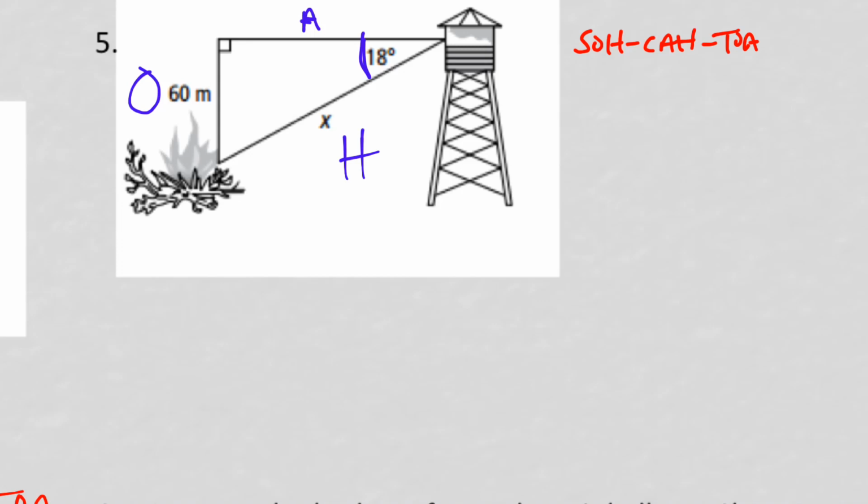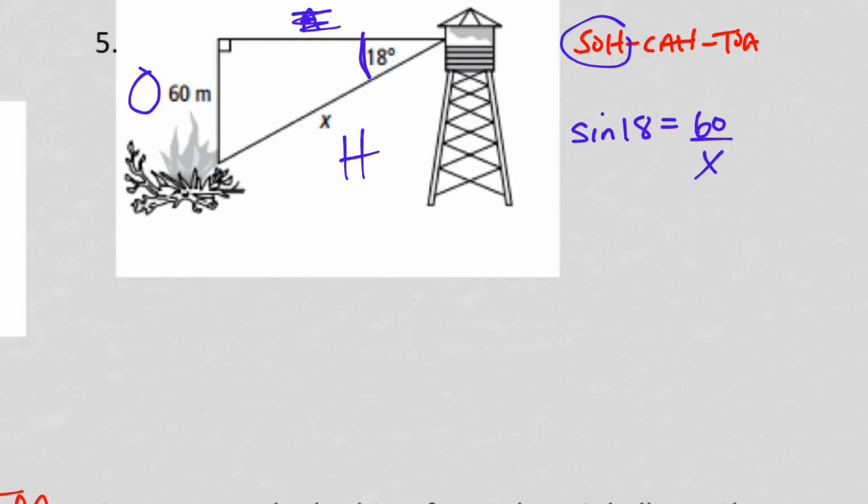Once it's labeled with H, O, and A, I can then look at the triangle and see what sides are usable for me. In this case, the adjacent side is blank, so I really can't use that. So I won't use that now. I can use opposite and hypotenuse. In SOHCAHTOA, OH is going to be here with SO. That means that I can use sine for this problem. So sine of 18 degrees equals opposite over hypotenuse.